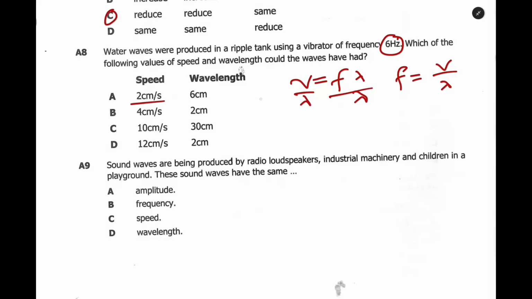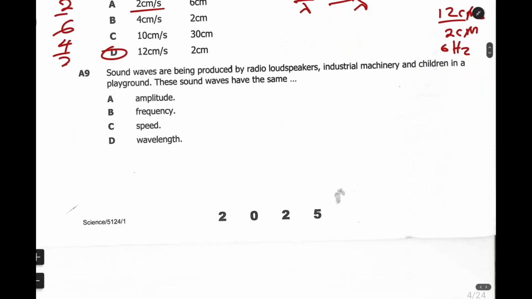Which of the pairs? If you were to look at the first one, it will be 2 divided by 6. It will not give us 6. The second one will be 4 divided by 2. Look at the last one. It will be speed 12 centimeters per second divided by 2, which is the wavelength, centimeters. This gives us 6 Hz, and therefore the answer is D. That is how we needed to work this one out.